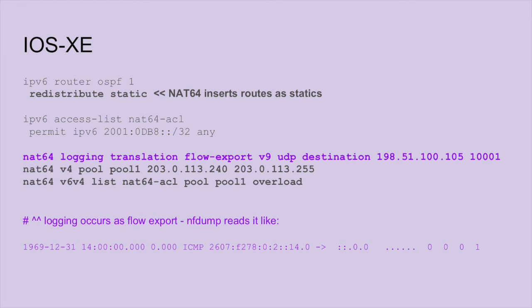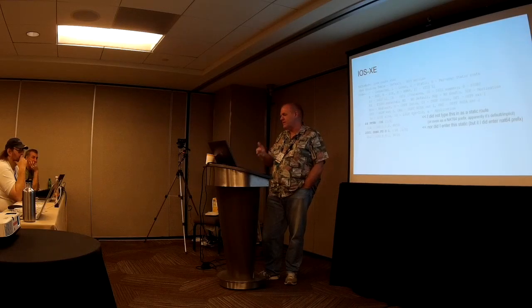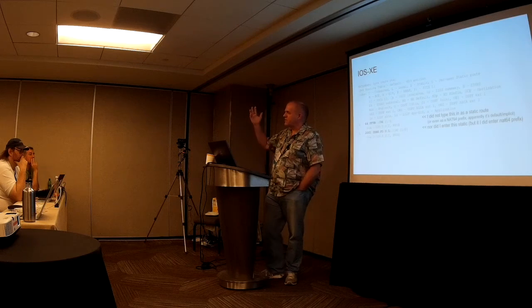You have to redistribute static because, as I'll show you right here, if you do show IPv6 route static, these two routes are in there after I configured 2001:db8:f0. It instantiates 64:ff9b just because it wanted to, and it put that in there as a static route, and then it put the one that I typed in as a static route. So I just noticed that they were in there. And then I did redistribute static, and everything started working.